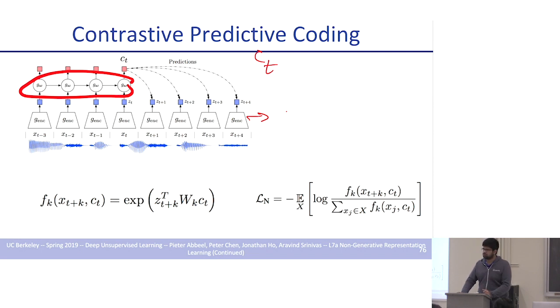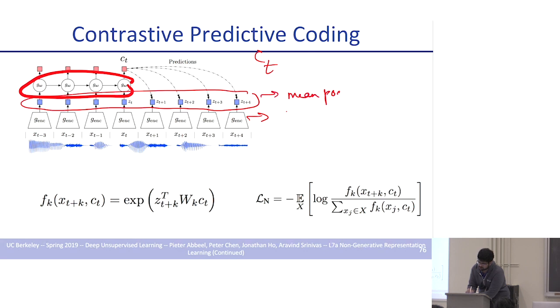Can you clarify what you mean by pooled features? Right, so you have these different z's. Yeah. So you can just mean pool them. Okay. Yeah. X's initially. Yeah, pooling across time.